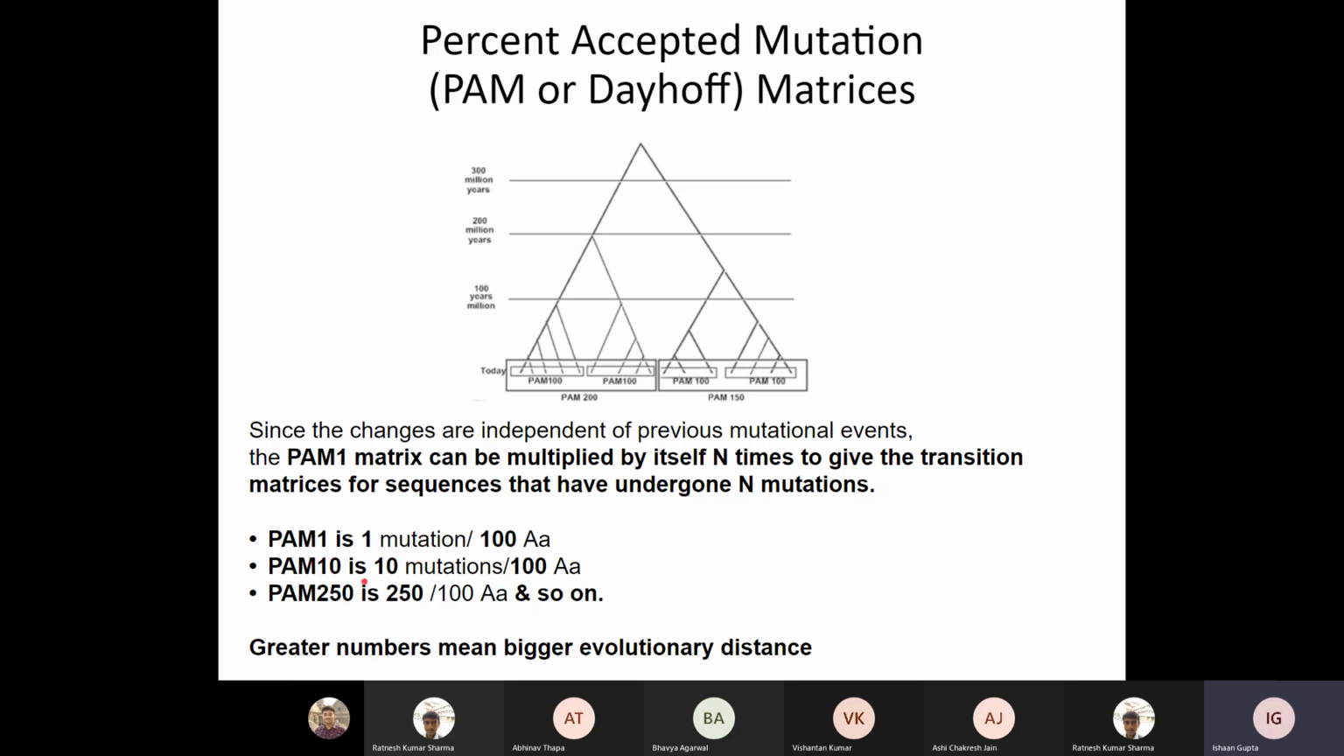Similarly, you can make a PAM10 matrix where you can say there were 10 mutations for 100 amino acids. That means the alignments were having more mismatches amongst themselves. And so on and so forth. So you can go to PAM250, which says there are 250 mutations happening for every 100 amino acids that were observed, 100 alignments that were observed. All right. So like this, you can.